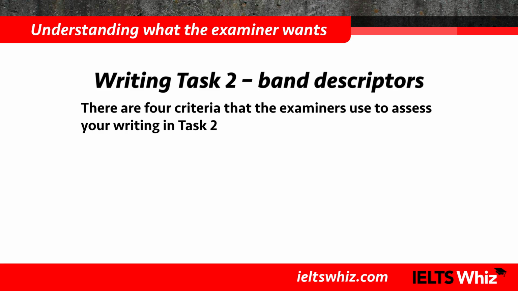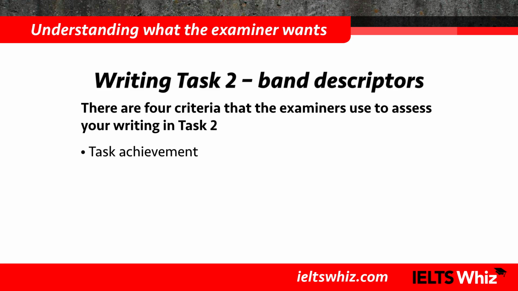The first of the 4 assessment criteria is task achievement. In this criterion, the examiner is looking at how well you've answered the question. For example, have you answered all parts of the question and have you fully developed your ideas?